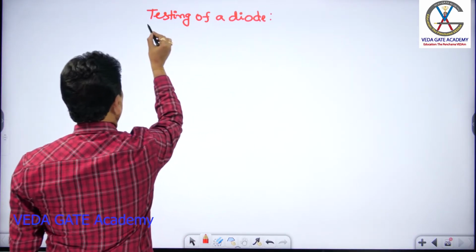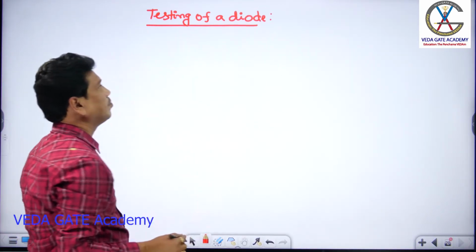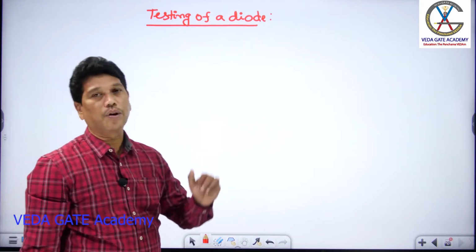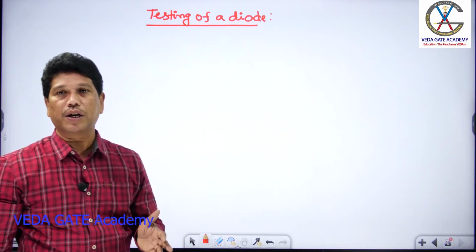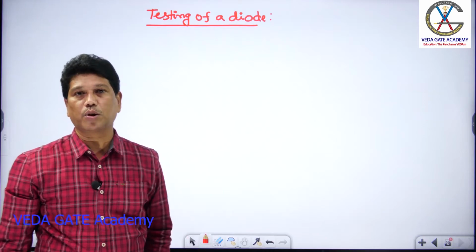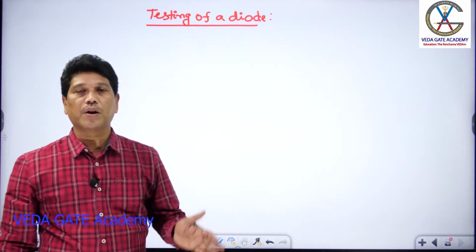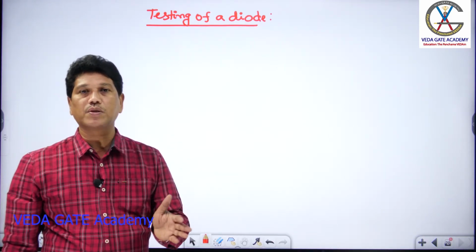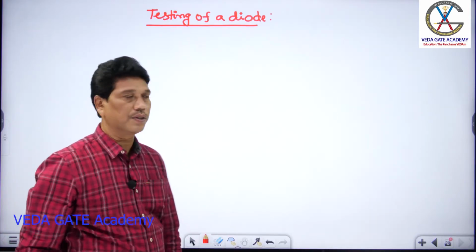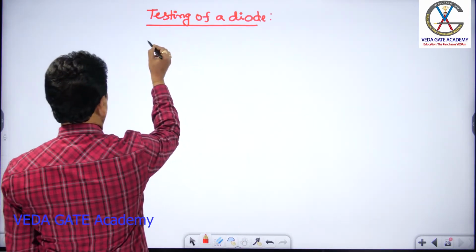So when it is on, when it is off, I can call. The diode should be on whenever the anode potential is greater than or equal to the cathode potential. Otherwise, the difference between anode and cathode potential must be greater than the cut-in voltage. This is the condition for on.